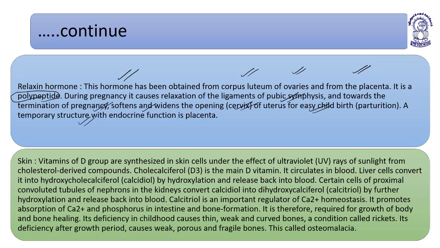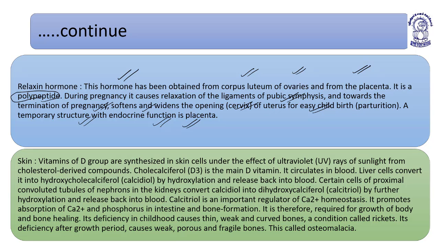A temporary structure with endocrine function is present. So, relaxin hormone is basically obtained from either the corpus luteum of the ovaries or the placenta. It is a polypeptide hormone secreted by these two structures. During pregnancy, it causes relaxation of the ligaments of the pubic symphysis, and towards the termination of pregnancy, it softens and widens the opening of the cervix for delivery of the baby. Okay. The temporary structure with endocrine function is the placenta.